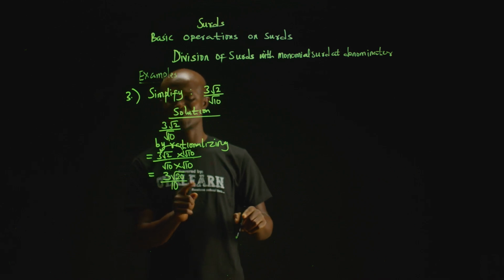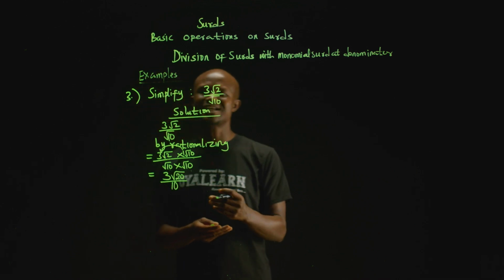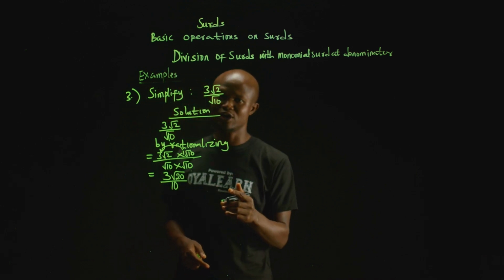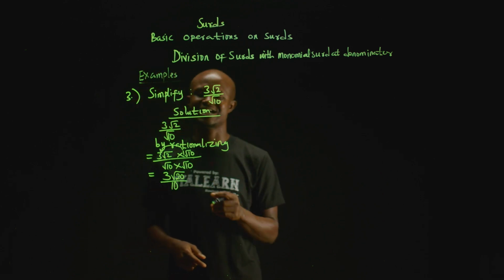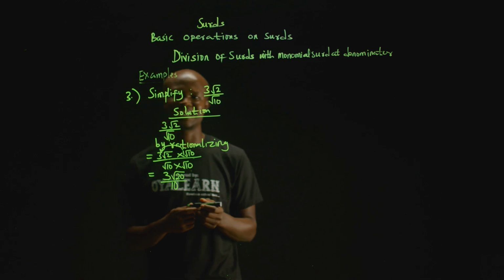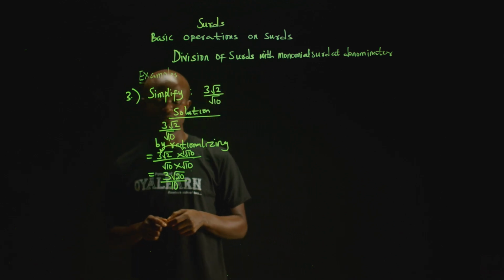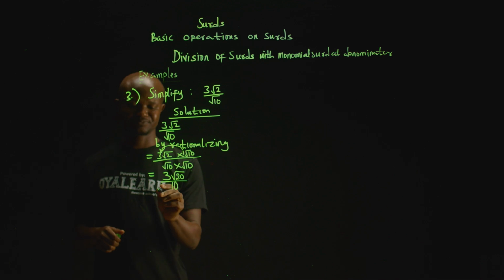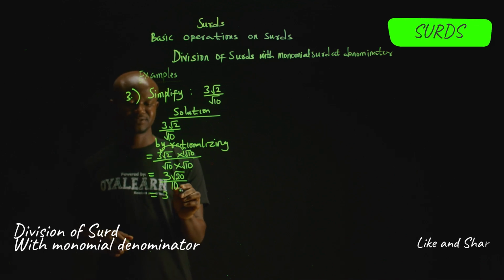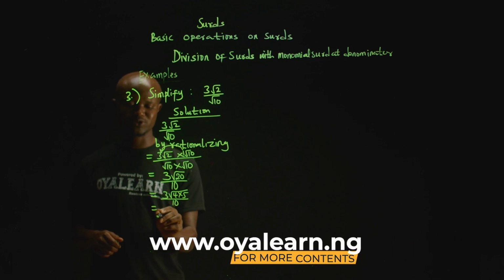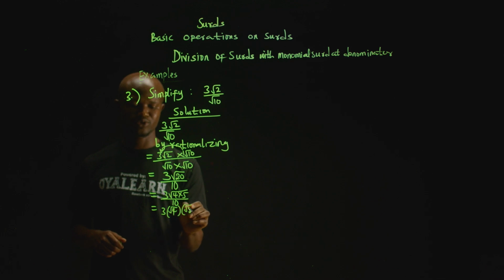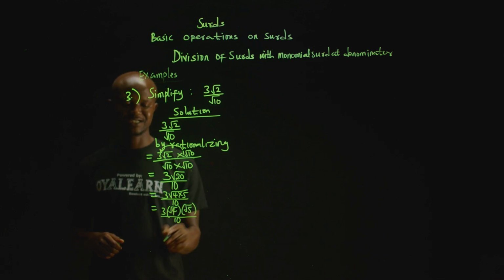Because looking at root 20, 20 is a non-perfect square number, but there is a perfect square number inside 20. And the highest perfect square number inside 20 is 4. So in that case, we can split this. We have 3 root 4 times 5 divided by 10. Now splitting this, we have 3 into root 4 into root 5 divided by 10.